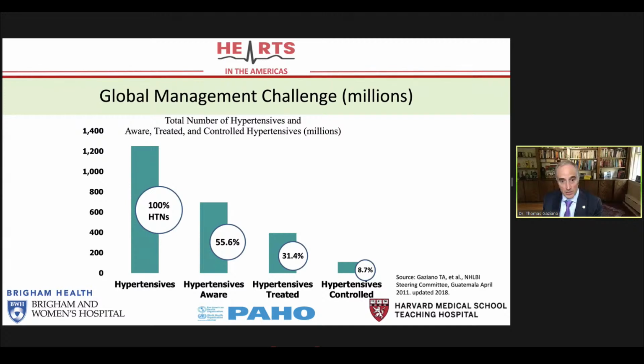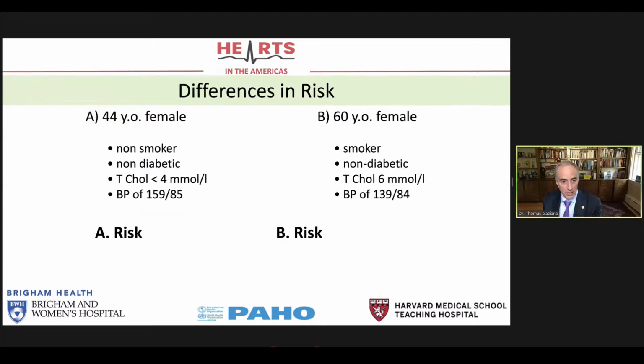And if we're going to do more, we must make sure that we are treating people at highest risk. Let me give you some examples of why it's important to understand risk. On the left, we have a 44-year-old female, non-smoker, non-diabetic, total cholesterol less than 4, and a blood pressure of 159/85. On the right, we have a 60-year-old female, a smoker, non-diabetic, with an elevated cholesterol, but a blood pressure of 139/84. That would not be treated in guidelines that suggest only to treat over 140.